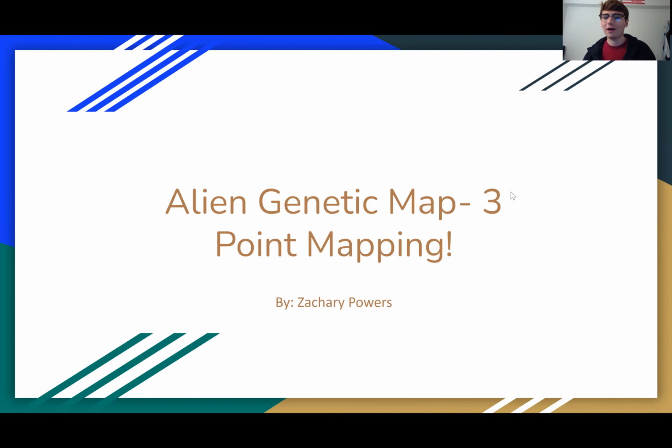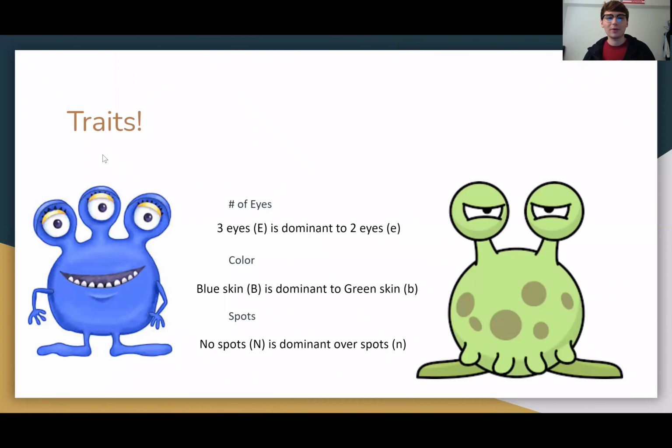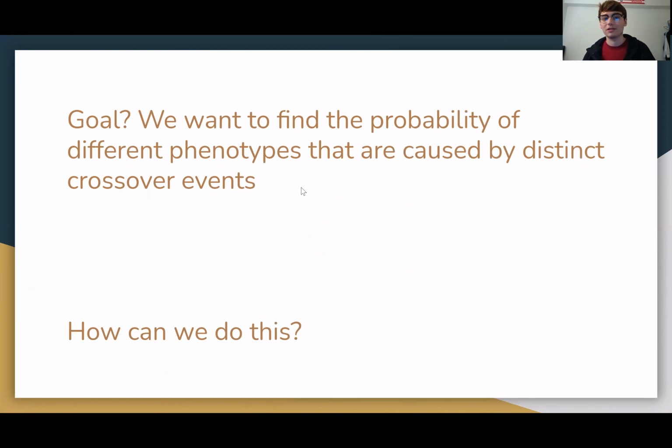Today we're going to be talking about gene mapping, and we're going to use an alien genetics map for our example. We have three traits we're going to talk about today: the number of eyes, the color that they are, and spots that they have or don't have. Three eyes is dominant, blue skin is dominant, and no spots are dominant traits for our example. Our goal today is to find the probability of different phenotypes that are caused by distinct crossover events. So how can we do this?